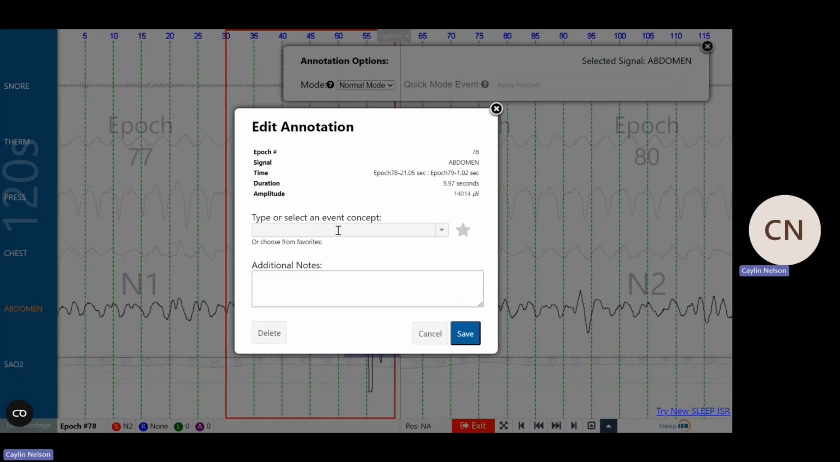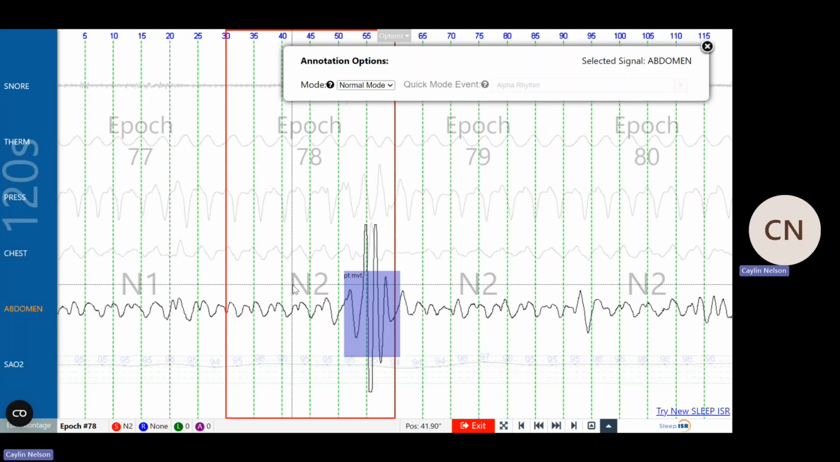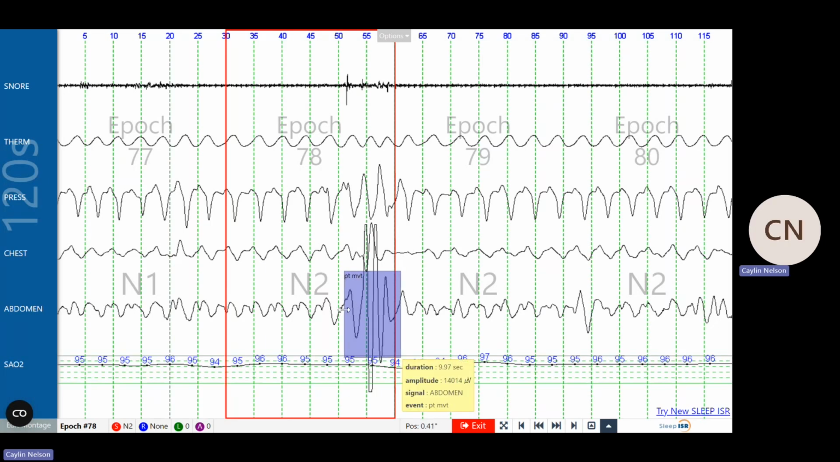So I'm just going to add a note in here. PTMBT is just shortened for patient movement. I'm putting that in a note so I know that's not any changes in like a RERA, so not any respiratory effort related arousals, but just the patient simply moving around.